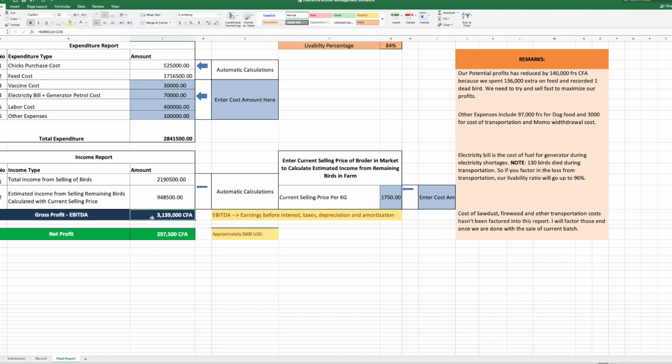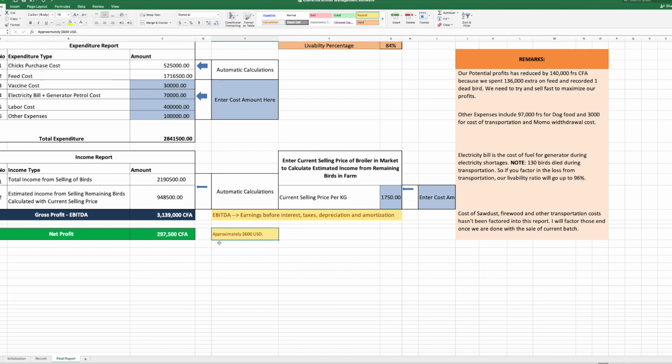So this is our gross profit before interest, taxes, depreciation, and amortization. It was 3.1 million. And then after deducting everything, including taxes, depreciation, and the expenditure, our profit from our very first batch was almost 300,000. That's 297,500. That's almost $600. Approximately $600 was our very first profit.